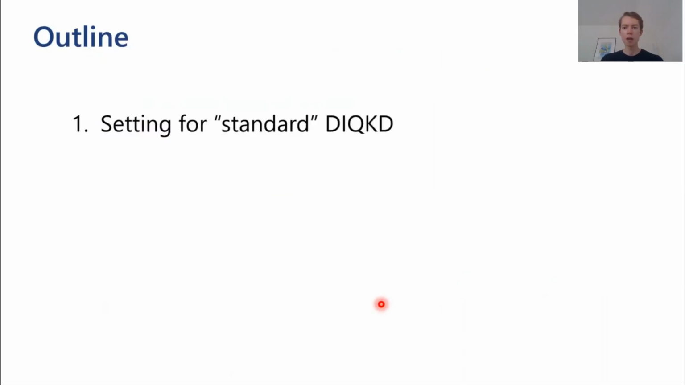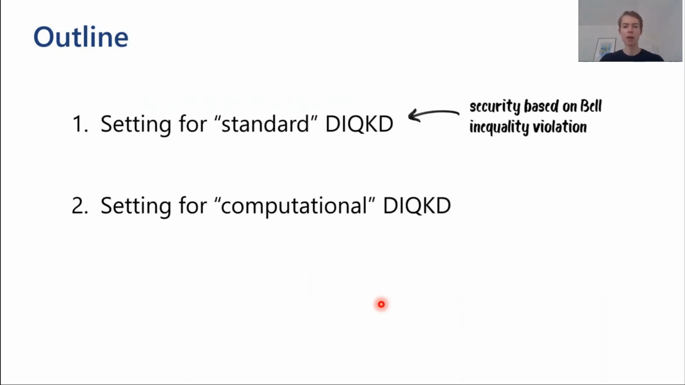So let me give you some sense of how this is going to go. I'm going to start by reminding you of the setting for standard DIQKD, and given that this is QCrypt, I'll keep this fairly brief. But the basic point here is that security of the final key is based on a Bell inequality violation. And then we will introduce a new setting, which we'll call the computational DIQKD setting.